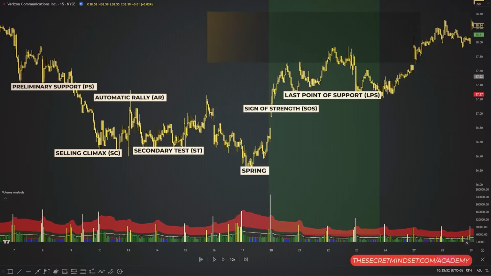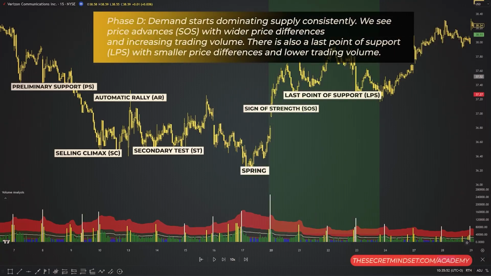In phase D, demand starts dominating supply consistently. We see a pattern of price advances, signs of strength, with wider price differences and increasing trading volume. There is also a last point of support with smaller price differences and lower trading volume.